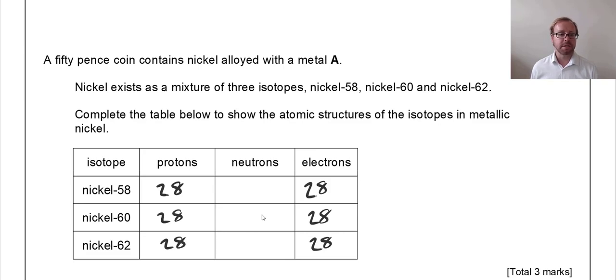Because we're going to take our atomic number from our mass number, we're going to have 58 minus 28, which equals 30, 32, and 34. Hope you got that right. Moving on to the next one.